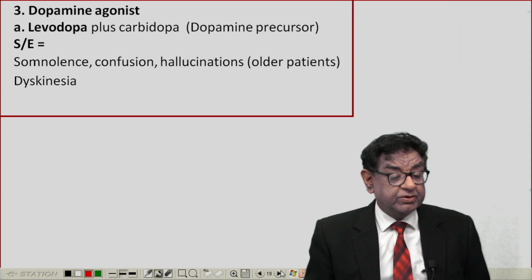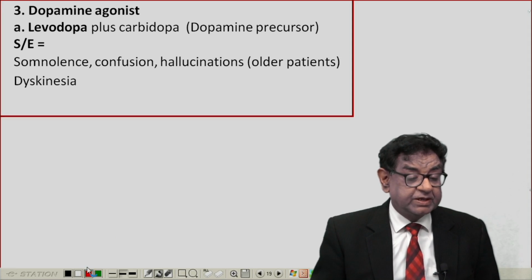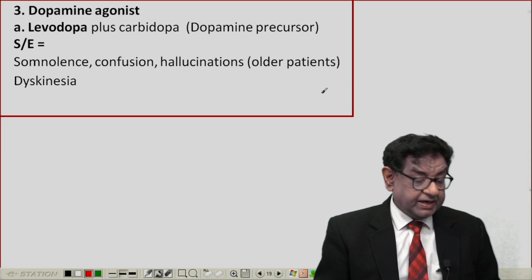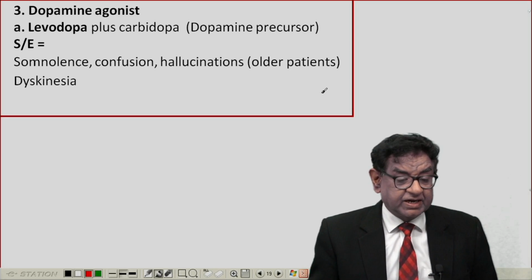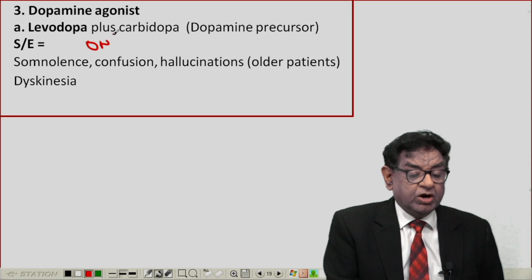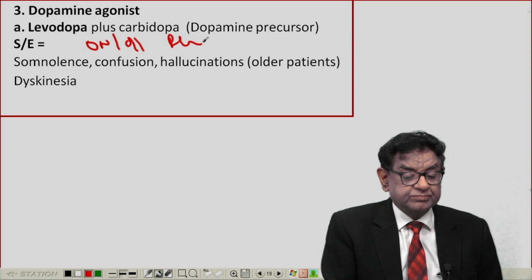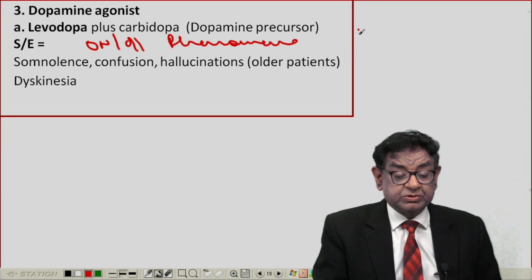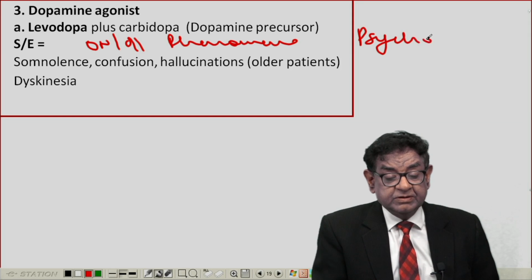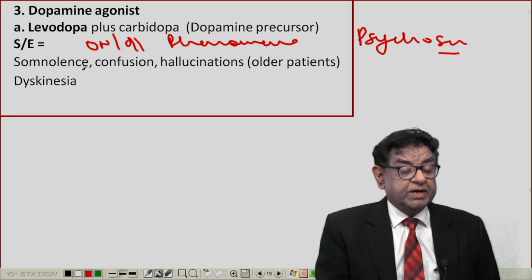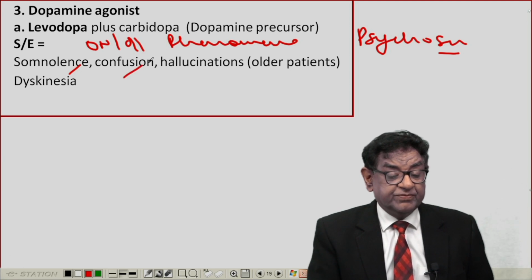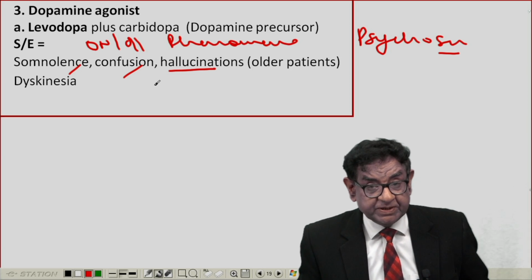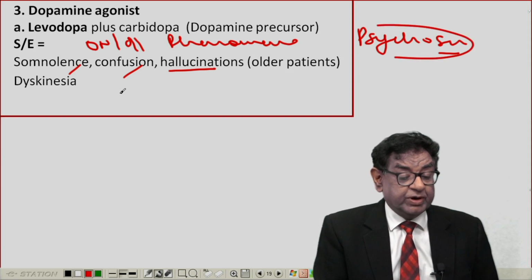Now we talk about dopamine agonists. Levodopa plus carbidopa is used, and what are the main side effects of this drug? They lead to on-off phenomena, and they lead to psychosis, somnolence, that is more and more sleepiness, confusion, hallucination, dyskinesia. And if the patient develops psychosis, then you have to add quetiapine.